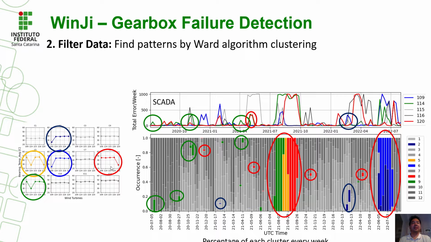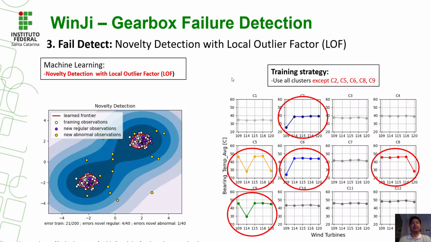You can see the same for cluster 8, the red one, and the clusters related to the 2 and the 6 here. That's the 2 and 6 that you can see here, totalized. As I told you, for cluster 5 you can see that both are having problems, the turbine 114 and the 120, in this period.